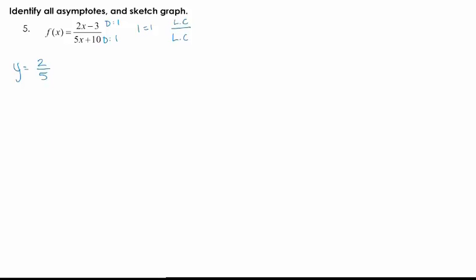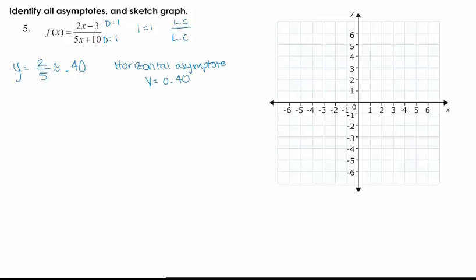I'm just going to write this in decimal form. It's a little easier to graph. This is approximately 0.40. Now that we have our horizontal asymptote, we can solve for our vertical asymptote. I'm going to do this by taking the denominator, setting it equal to 0, and solving for x. So we isolate our x term, and then isolate our x again. You should get that you have a vertical asymptote at -2.